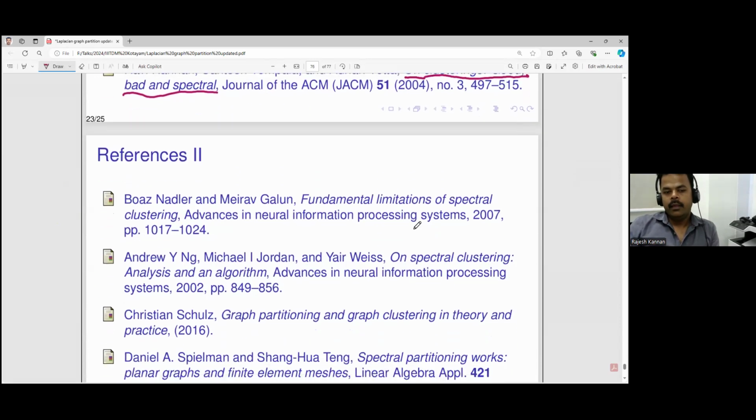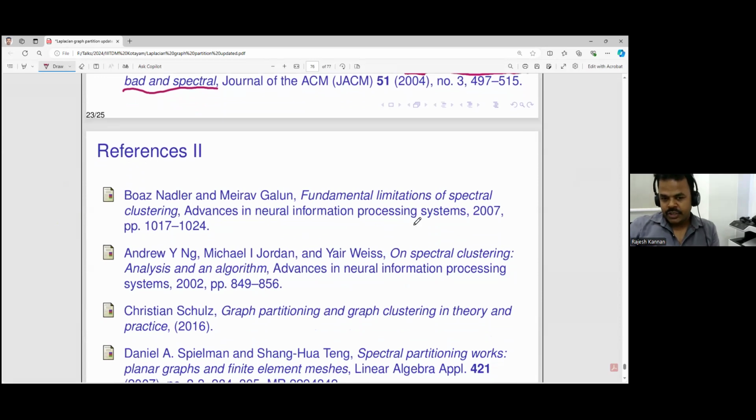As I said, this spectral clustering or the bipartitioning problem are not always well-behaved algorithms. They can behave in a nasty way if the data set is not a well-behaved one. As this paper's name suggests, it covers fundamental limitations of spectral clustering. So this paper tells you for what type of data this may not be very useful.